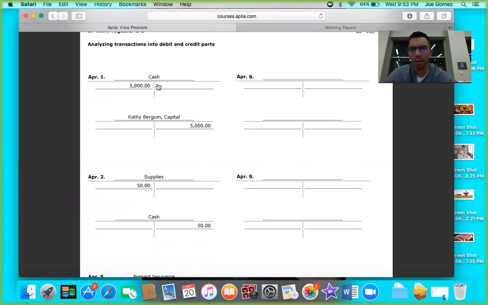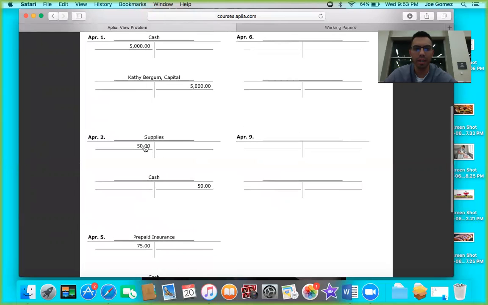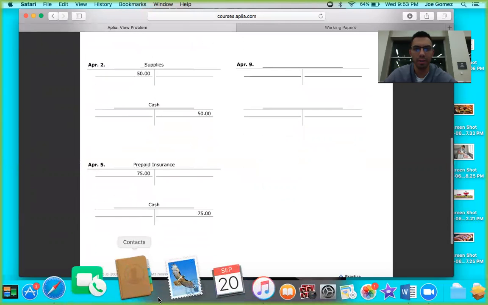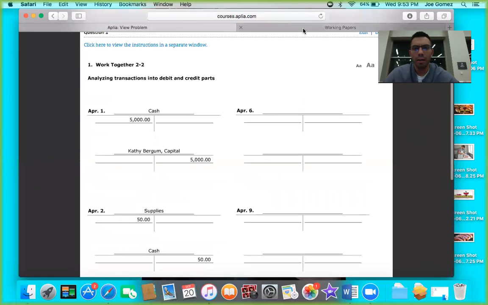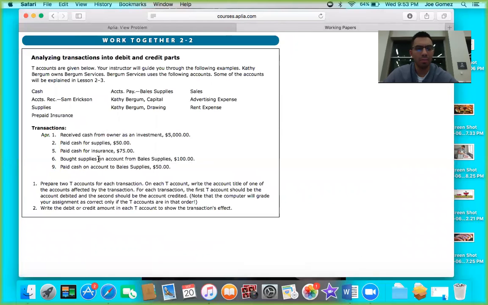You always have to remember that the debit account in the specific transaction has to be listed first, or Aplia is going to count it wrong, just like I'm doing right here. All right, looking at the 6th, bought supplies on account from Bales Supply. Two accounts: supplies, which is an asset, and Bales Supply, which is an account payable, which means it's a liability.